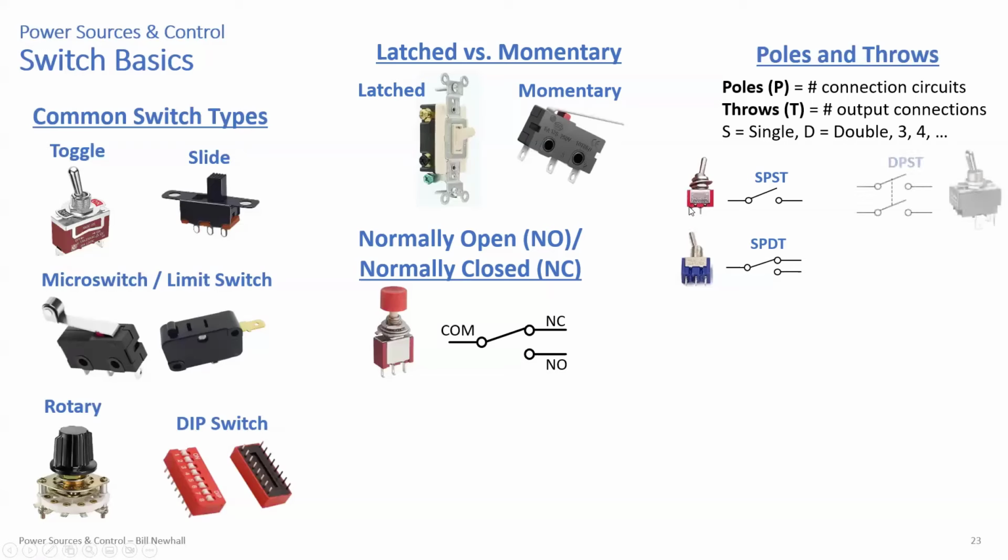Okay, here's a double pole, single throw switch. Double pole because it has two connection circuits, but each of those connection circuits only has a single throw, right? A single output connection.